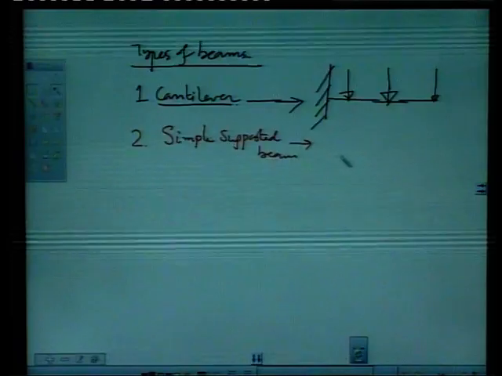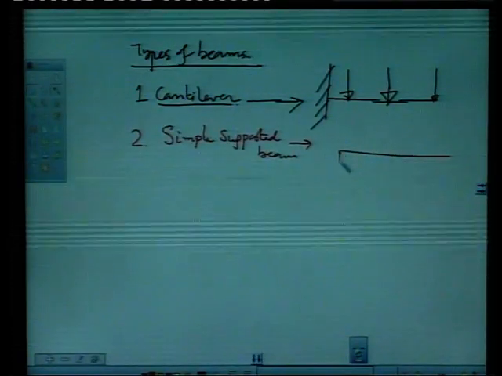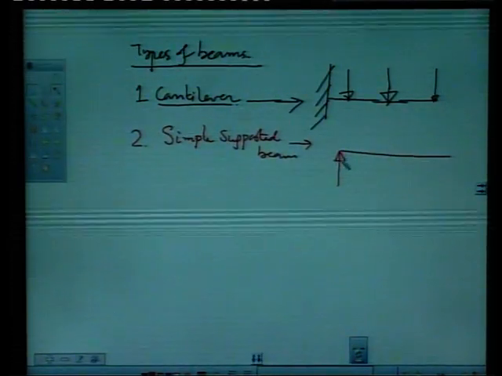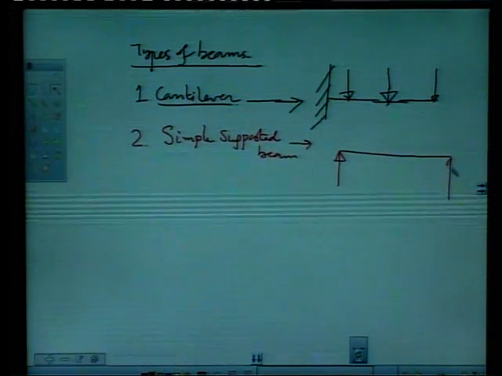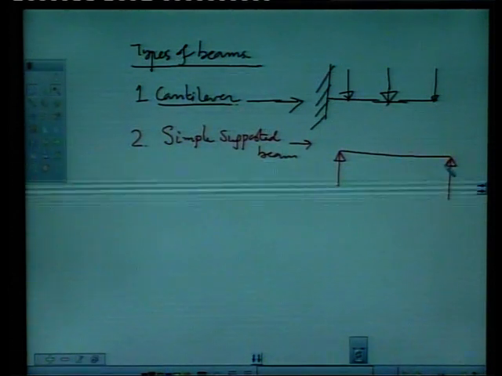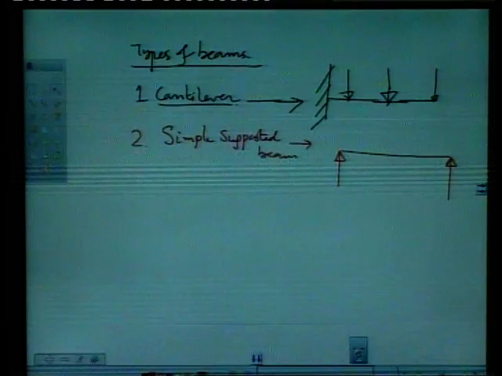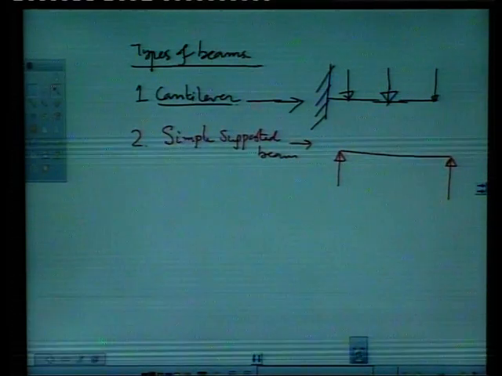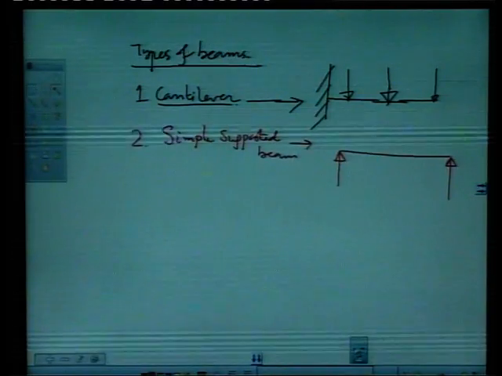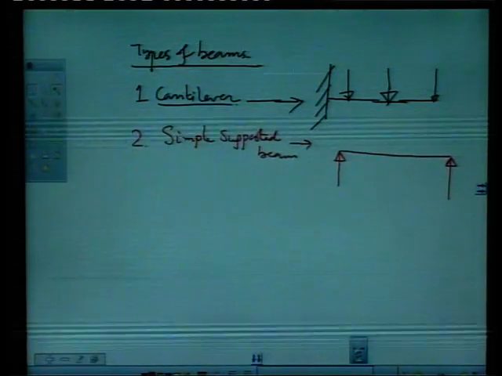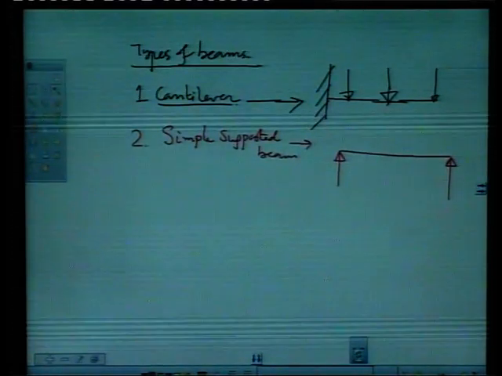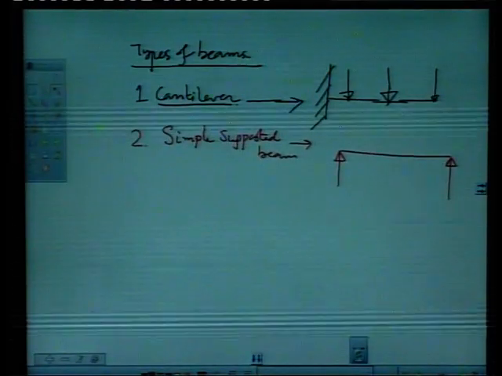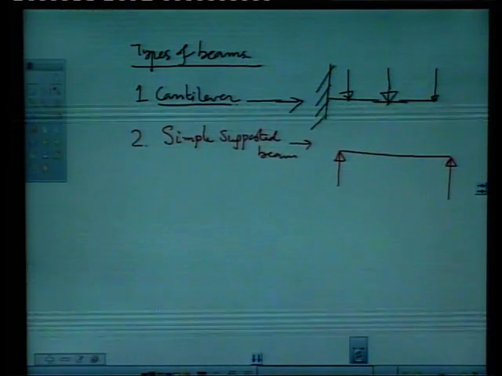How is it represented? It is represented this way: at both ends, it is simply supported. In your house, in your hostel room, or in any building, generally we see this kind of beam. These are the two walls and this is the beam. It is simply supported by the two walls at the ends.